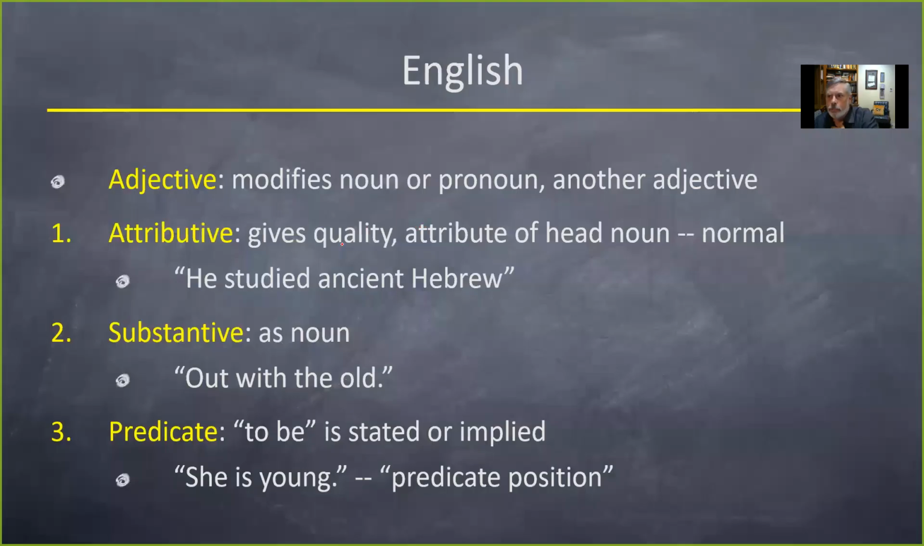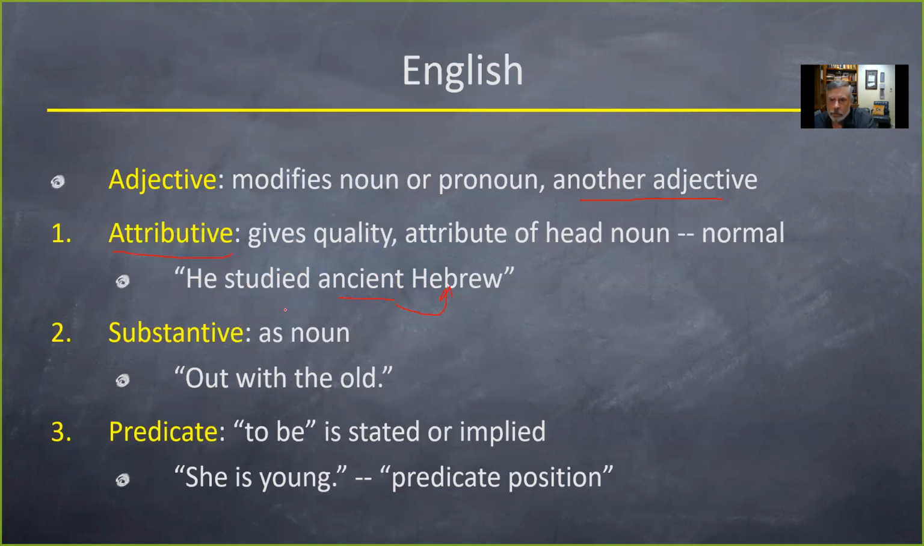In English, we already said an adjective modifies a noun or pronoun, or another adjective. It has three different functions, though. What we typically see is called attributive. It gives a quality or attributes something to the noun. Normally, like "he studied ancient Hebrew." Well, I could just say he studied Hebrew, but "ancient" is our adjective that's giving us information about Hebrew. And so it's limiting Hebrew. It's not modern Hebrew.